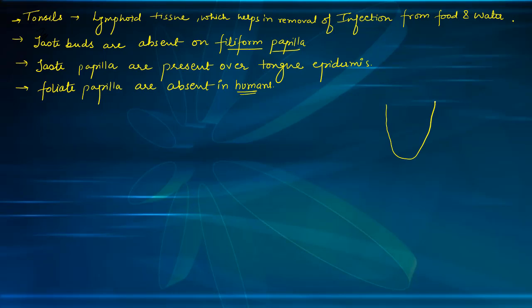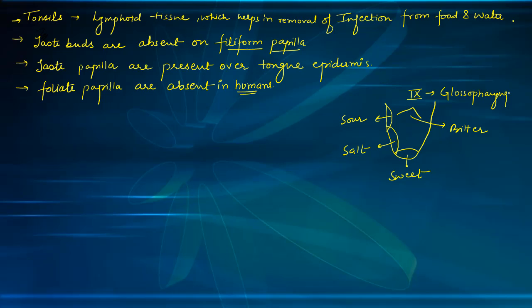On the tongue, this is the region for sour, salt, sweet, and this region is for bitter. The posterior one-third region of the tongue is supplied by the glossopharyngeal nerve, which is a cranial nerve.